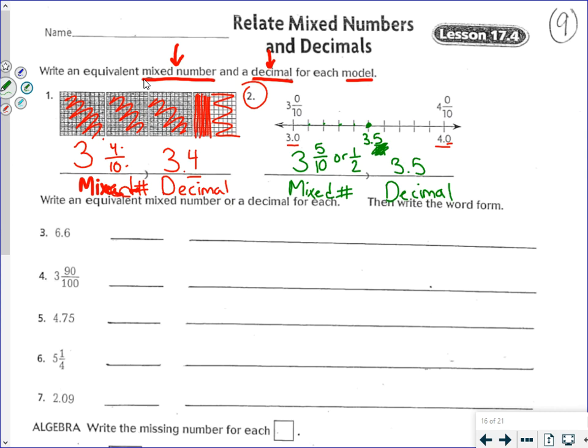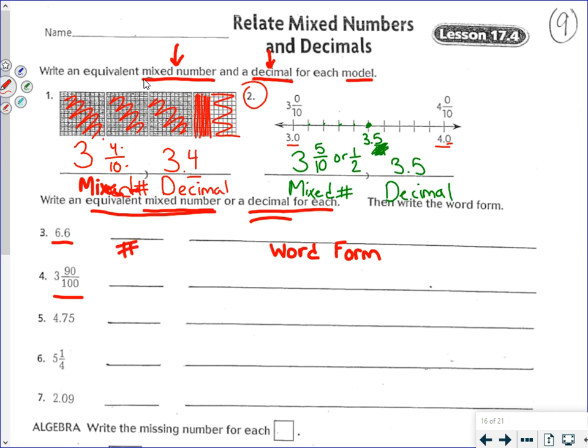Now we need to write an equivalent mixed number or a decimal for each. Okay. So if we have a decimal over here, we need to write a mixed number. If we have a mixed number, we need to write a decimal. Okay. And then we need to write word form over here. Okay. So word form. Oops, sorry, I spelled form wrong. Okay. Word form and then the number.